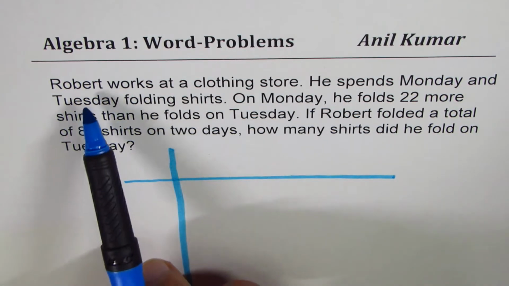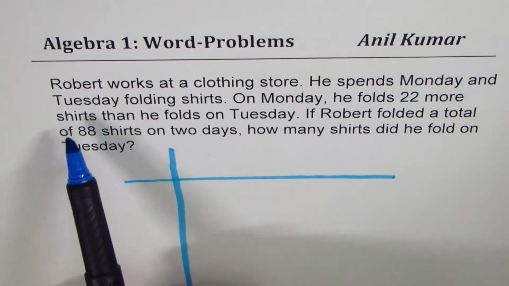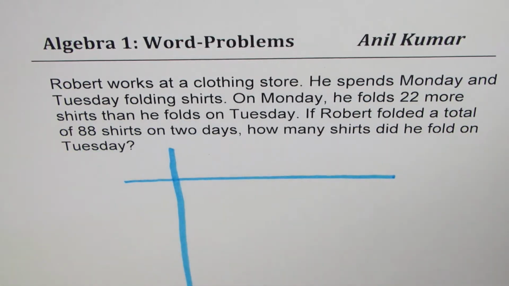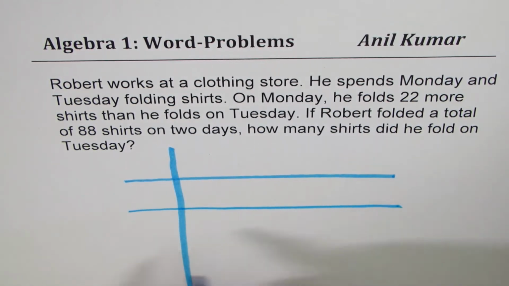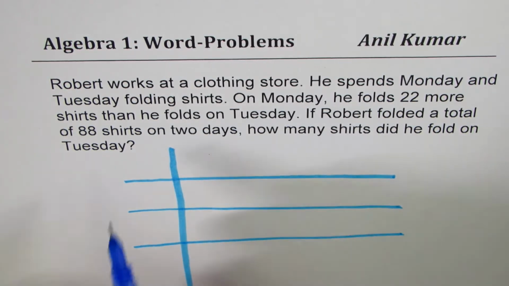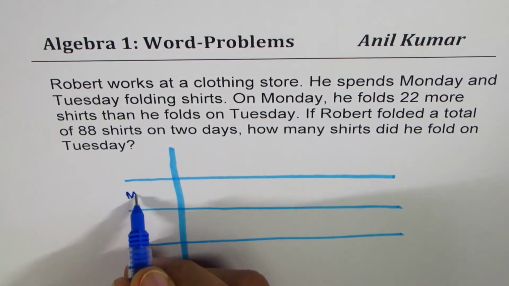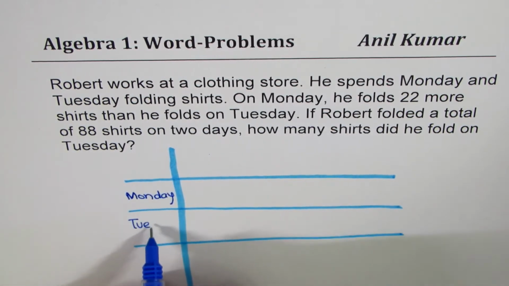It says, Robert works at a clothing store. He spends Monday and Tuesday folding shirts. So we're talking about 2 days of work. One is Monday, right? Let's say this is Monday, and the other is Tuesday, right? So let's write down here Monday and Tuesday.